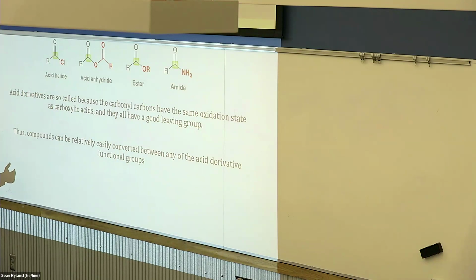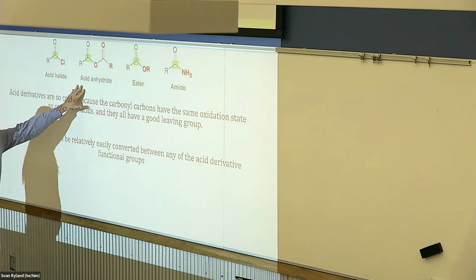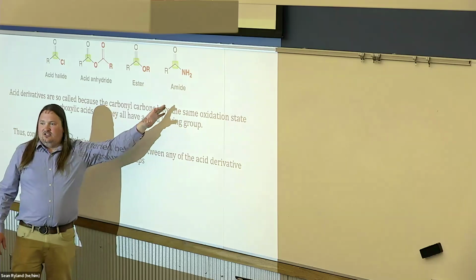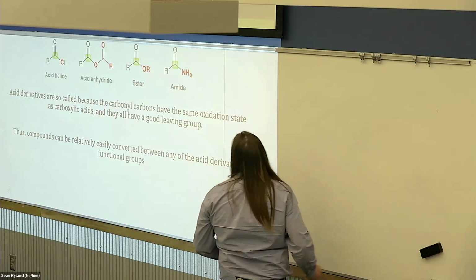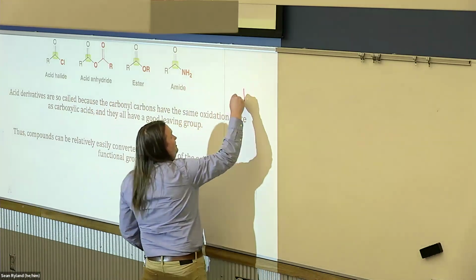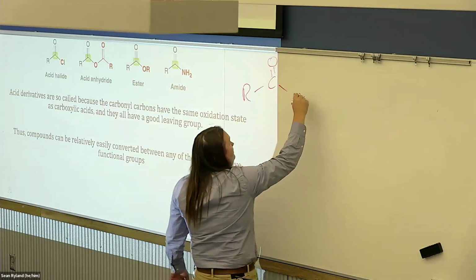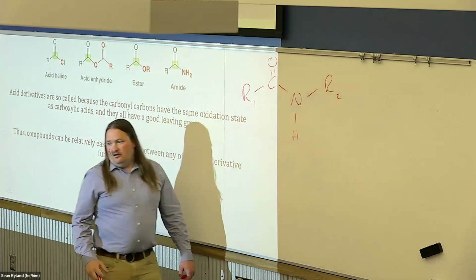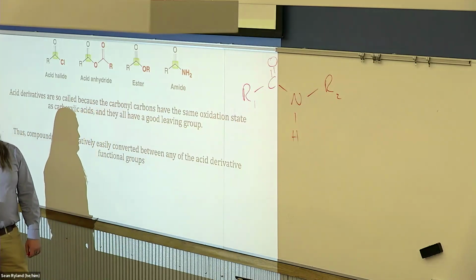If you want them to be more reactive, you take your acid and turn it into an acid halide or an acid anhydride. If you want it to be less reactive, you turn it into an amide. Since we've been talking about biochemistry a lot here, you might notice that if you put another carbon on that nitrogen, that's still considered an amide.